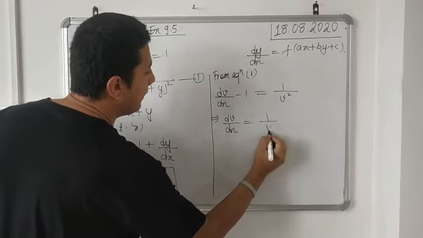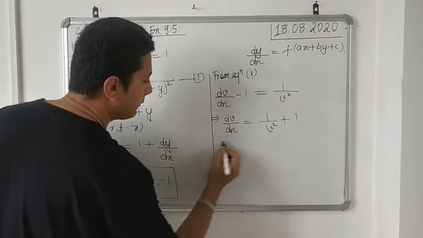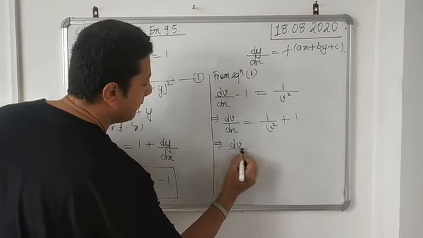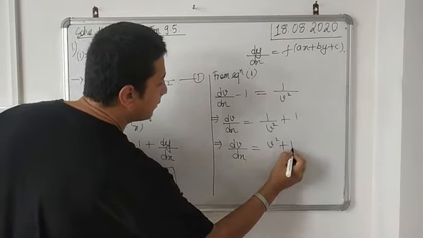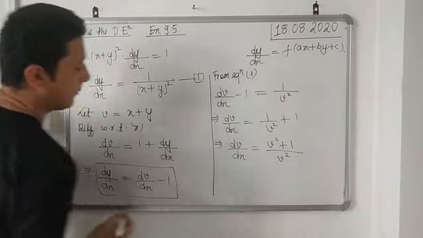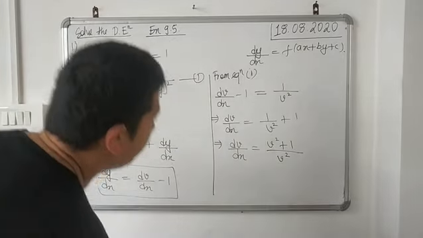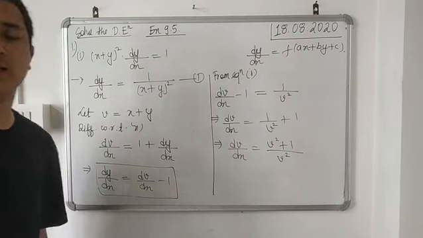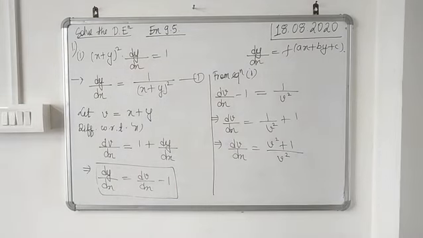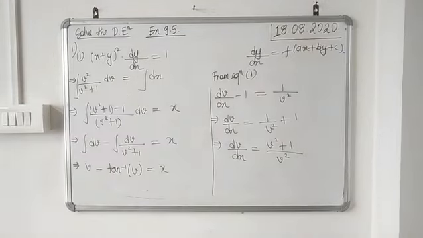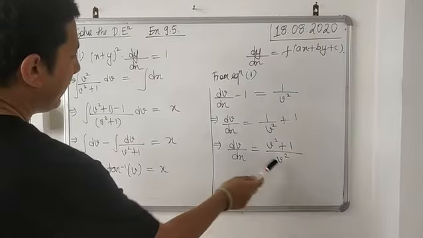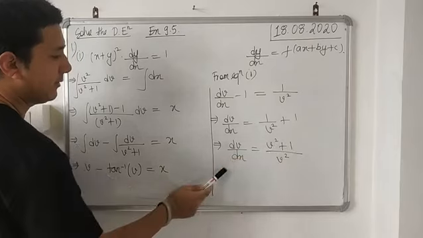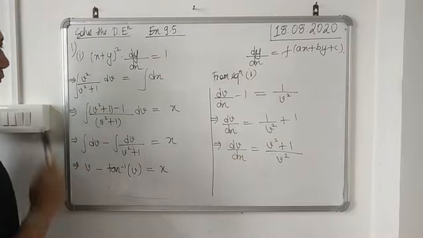Now take your 1 to the right hand side, so it will be 1 by v square plus 1. Take the LCM, so dv by dx equals v square plus 1 divided by v square. Now if you cross multiply it, easily you'll be getting separation of variables. So pause the video, note it down till here. Now if you cross multiply it, you'll be getting v square divided by v square plus 1 dv, which is equal to dx.